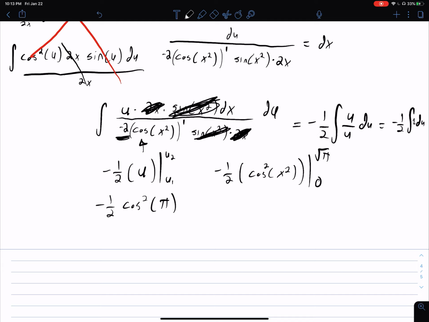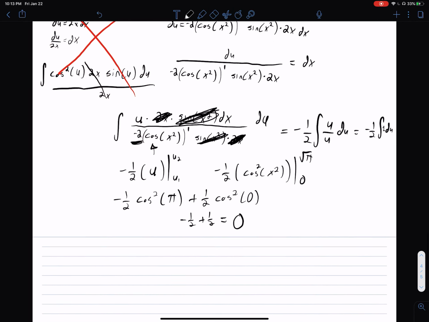Okay, so we have that first part, and then we subtract the second part, which is going to be cosine of 0. I'll still write it. It's going to be plus 1/2. Cosine squared of 0. Cosine of 0 is 1. 1 squared is just 1, so 1/2 plus, and then we have the cosine of pi squared, negative 1/2. It would be negative 1/2. It's equal to 0.